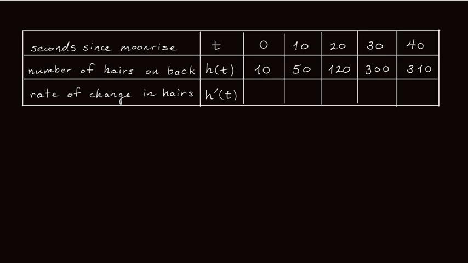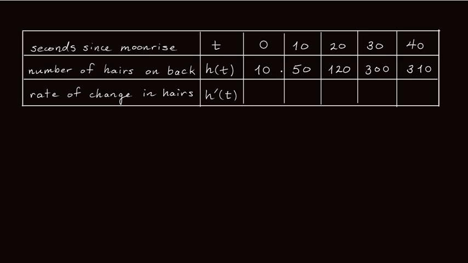Taking measurements, scientists have determined that after 0 seconds, there are 10 hairs on his back. That's all he's got to start with, is 10 hairs. After 10 seconds after he sees the moon, he gets up to 50 hairs, after 20, 120 hairs, etc. Now, what we're really interested in is how fast Tristan's hair is growing, and how many hairs he's got. What's the rate of change? So that's the derivative. We want to know the derivative.